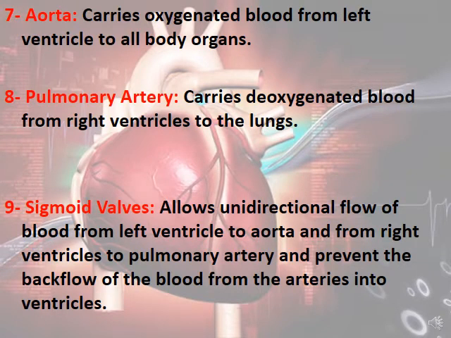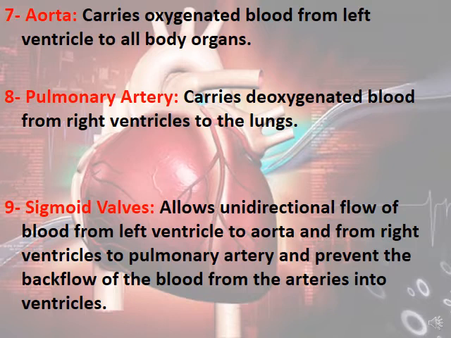Aorta, it has an important function. It carries oxygenated blood from the left ventricle to all the body organs, while the pulmonary artery has a role in carrying deoxygenated blood from the right ventricle to the lungs.